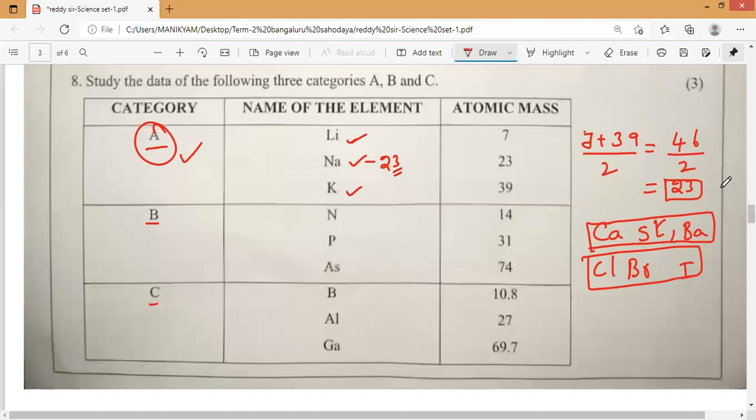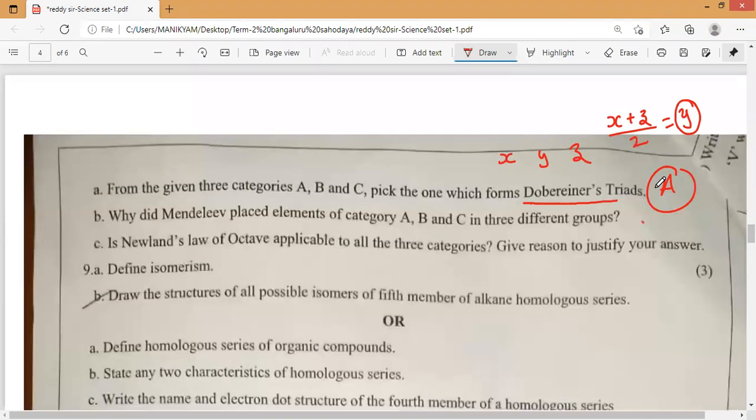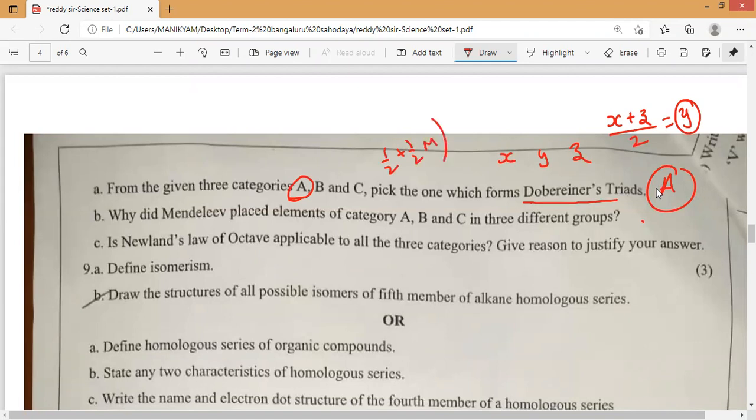Which is what, guys? It means the atomic mass of sodium and potassium. If we take it, that is what we will see. The atomic mass of sodium is equal to the average atomic mass of lithium and potassium. That is what you have to write. If you write that point, you will get half mark plus half mark, so 1 mark you used to get for this one.